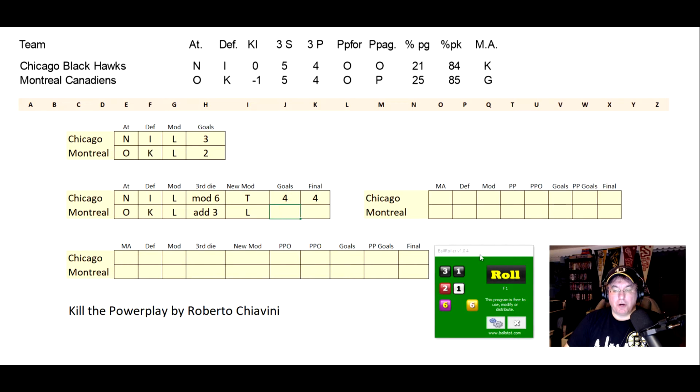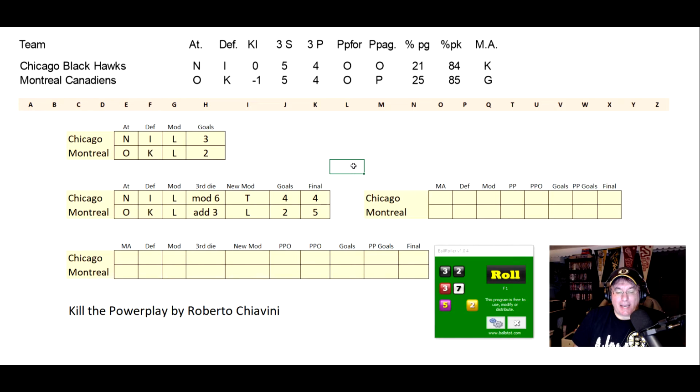So let's roll for Montreal now. Montreal is rolling off of column L. I rolled a 5. Column L, 5 is 2 goals. However, because we have the third die modifier of 3, that gives Montreal a 5-4 win.